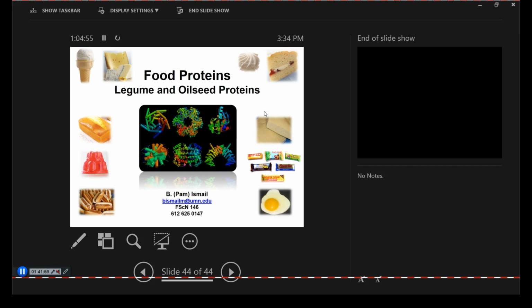Should we split up, one group does soy and one group does milk? Oh yeah, let's do that. You want to do whey? Yeah. Do soy. That's a good suggestion, Kate.